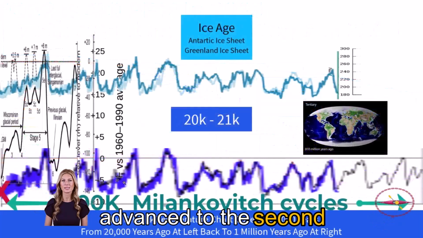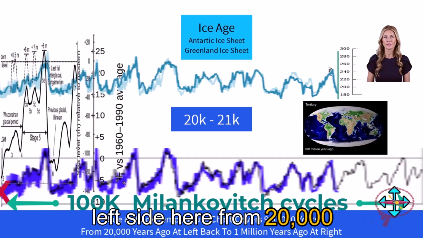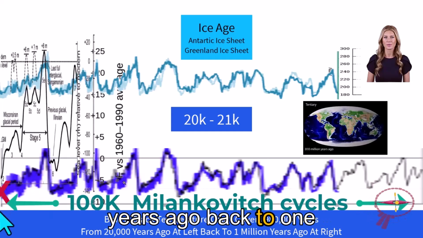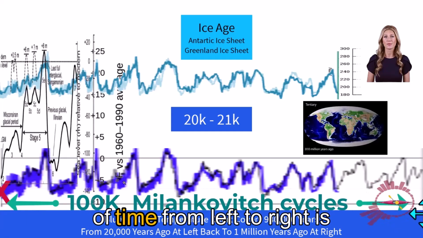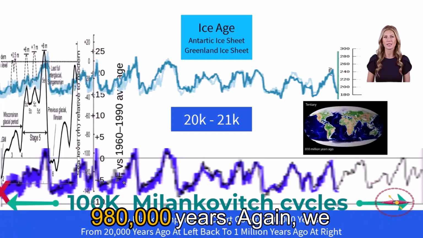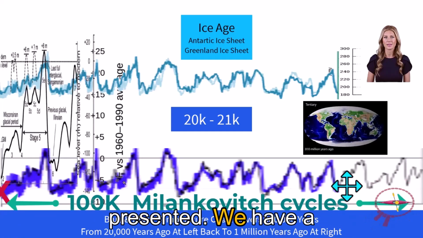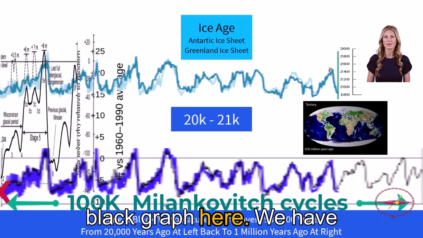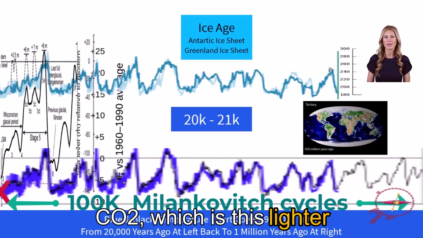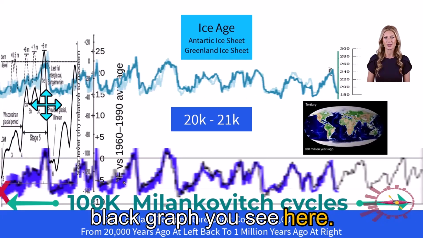Here, we've advanced to the second panel. The second panel covers a time span on the left side here from 20,000 years ago back to 1 million years ago on the far right. Basically, the period of time from left to right is 980,000 years. Again, we have 3 items presented. We have a temperature curve. In this case, it's this blue and black graph here. We have CO2, which is this lighter blue graph here. And we have sea level, which is this black graph you see here.